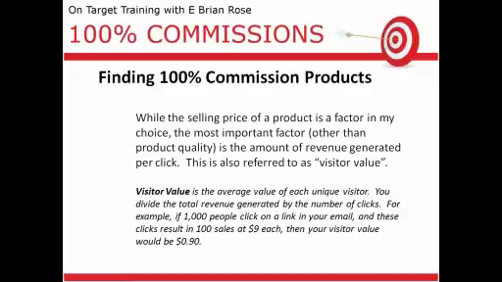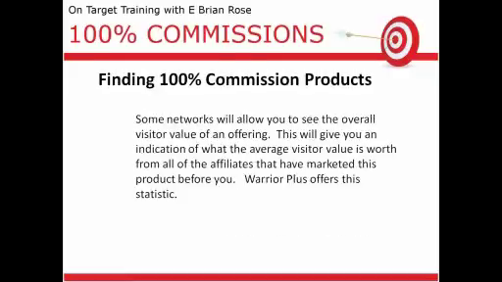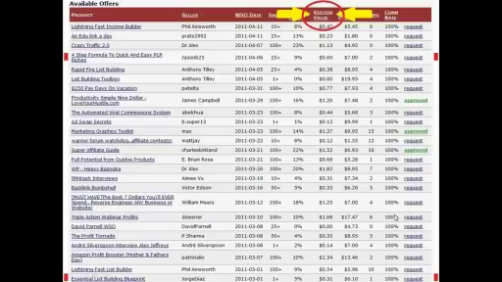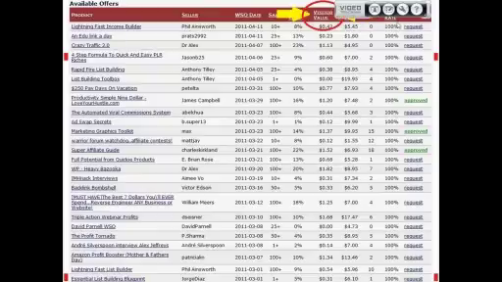So some networks allow you to see the overall visitor value of an offering as well, and those are from the people that have promoted that offer before you. This will give you an indication of what the average visitor value is worth from the affiliates that marketed before you. And Warrior Plus also has this statistic, and it's right here if you're looking at the available offers. So if you're looking for 100% commission, and the reason we're sticking with that 100% and not just clicking on the visitor value and promoting the most profitable ones is because we know that the 100% commission products are usually the ones that over-deliver, that people are most satisfied with. So we keep it set at 100% commission, and now we just look at the visitor value.